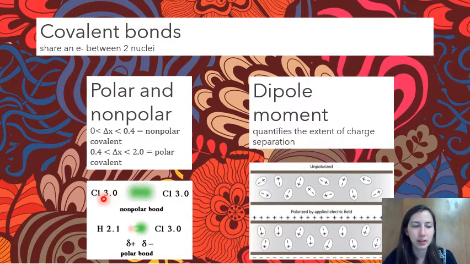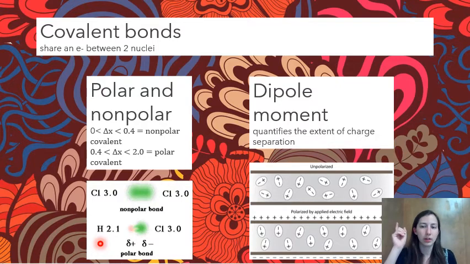Because these basically cancel out. 3 minus 3 is 0. So that falls in this range, so nonpolar covalent. The electrons are going to be evenly distributed. With these two, they are obviously different atoms. They have different electronegativity values, which we saw on the last slide. On that table that has them all listed, that's where we get these numbers from.